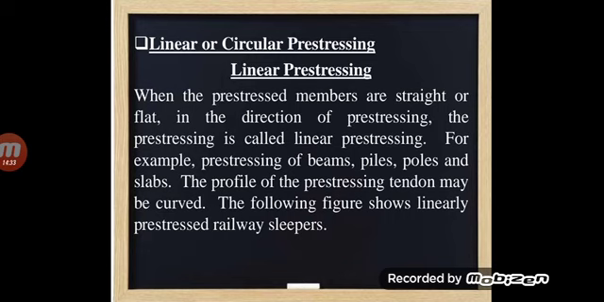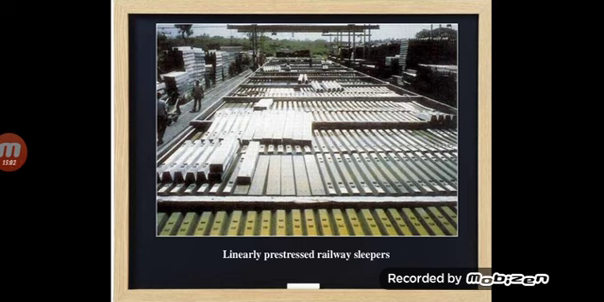First, linear pre-stressing. When the pre-stressed members are straight or flat in the direction of pre-stressing, the pre-stressing is called linear pre-stressing. For example, pre-stressing of beams, piles, poles and slabs. The profile of the pre-stressing tendon may be curved. The following figure shows a linearly pre-stressed railway sleeper. Linear pre-stressing means the pre-stressing cables or tendons should be straight. See, these are all linearly pre-stressed railway sleepers. The curved ones will be in arches and so on. Those will be curved pre-stressing.